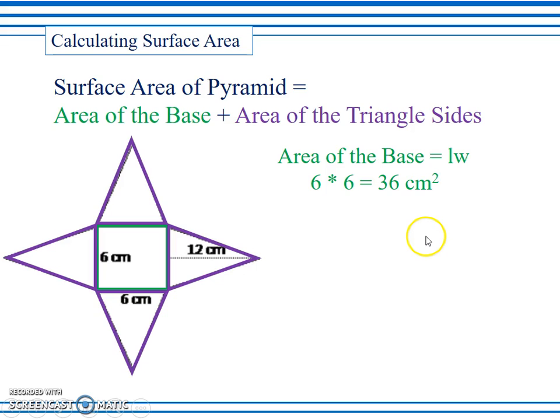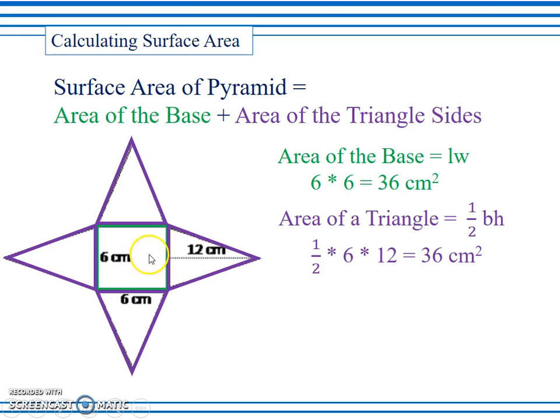For our triangles, or our lateral faces, we're going to use our triangle formula. So 1/2 times the base times the height. So 1/2 times 6, because we know 6 is the base of the triangle, and the height is 12 centimeters. So we're going to multiply 1/2 by 6 by 12 to get each triangle has a surface area of 36 square centimeters. Now we have 4 triangles.